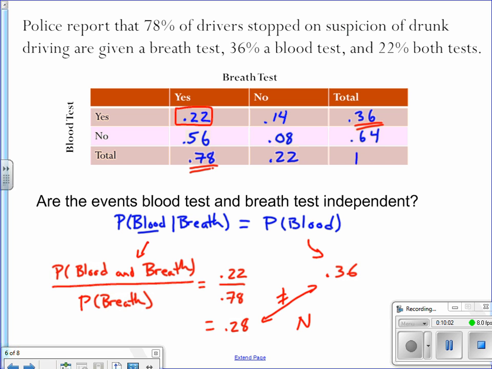Which means, again, here's another example. These things are not independent. So chances are there's some kind of relationship between being given the breath test and being given the blood test. I do want to take a quick second and make sure you don't mistake this for mutually exclusive. Obviously, there's overlap, right? Both tests. That's going back to mutually exclusive. So there is an overlap, but that doesn't necessarily mean that things are independent. Make sure you use that conditional probability to test for independence.